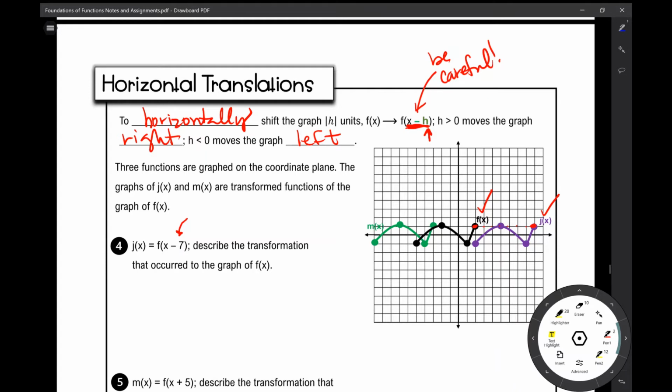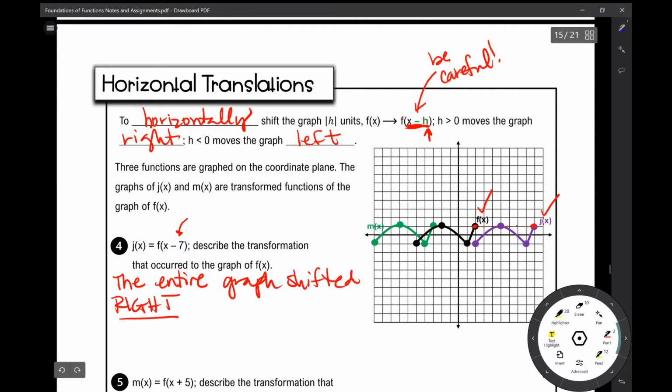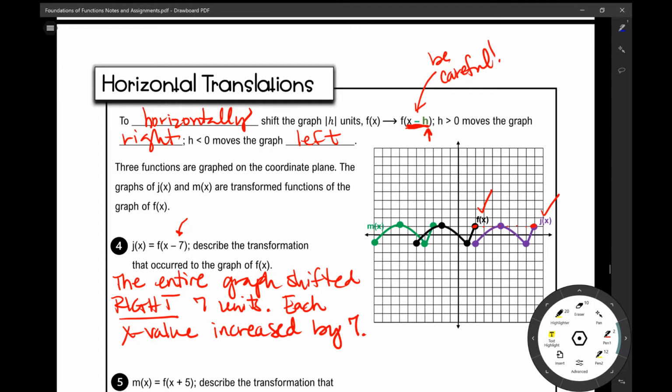So j of x equals f of x minus 7. The entire graph shifted right 7 units. So you have to be very careful. Each x value increased by 7. So here we have a transformation that's affecting our x values, not our y values.